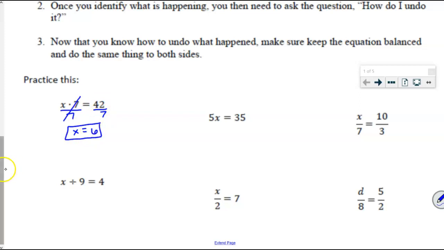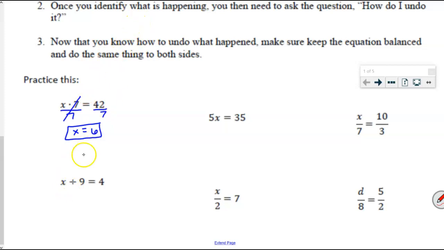Next one. Here's x. What is happening to x? What's happening to that variable? Tanner. We're going down instead of over. Look at this one here. That's a multiplication sign? Yes, we are dividing by 9, exactly. That's a division sign. We're dividing by 9. Now that we know what's happening, how do I undo dividing by 9?